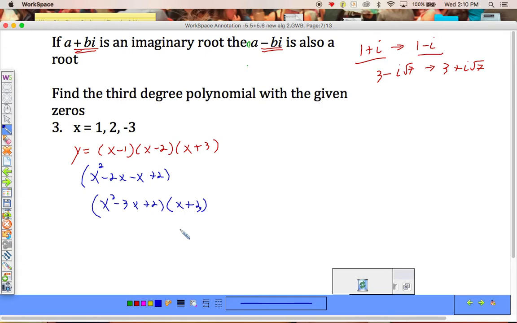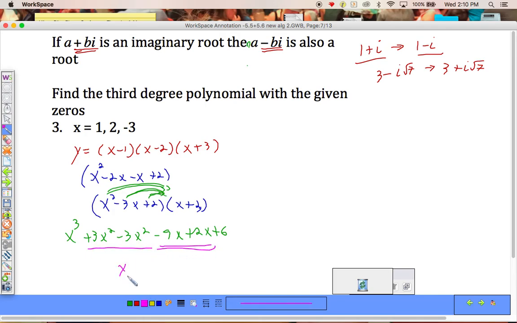Now I need to FOIL with x plus 3, so I'm going to take x squared, multiply it times the back, negative 3x times the back, and a 2 times the back. So I get x to the third plus 3x squared minus 3x squared minus 9x plus 2x plus 6. Add like terms. X to the third, those cancel, minus 7x plus 6. So that would be my function or my equation.